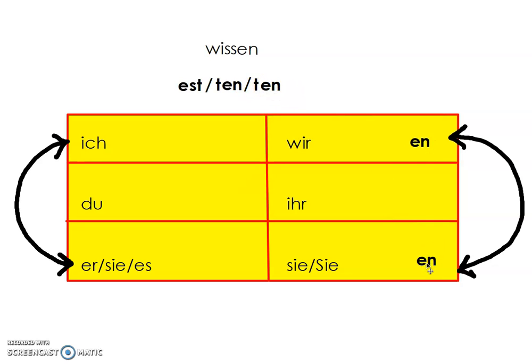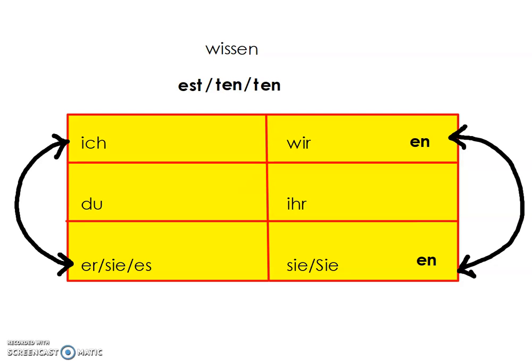And that is the case here. The different thing on this side is that the ich form and the er/sie/es form aren't going to take any ending, and we just have to memorize what that weird conjugation pattern is for the verb. In this case, wissen, we've seen it before. Wissen means to know.